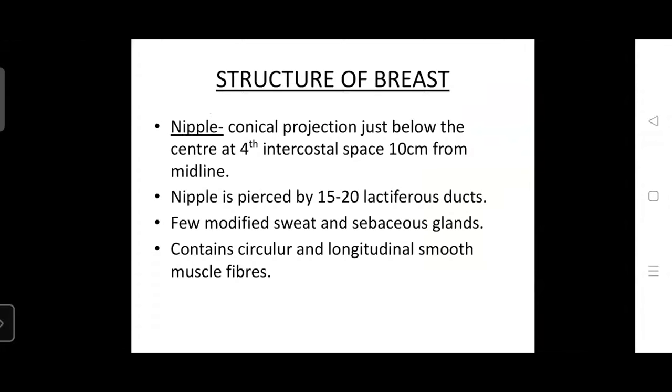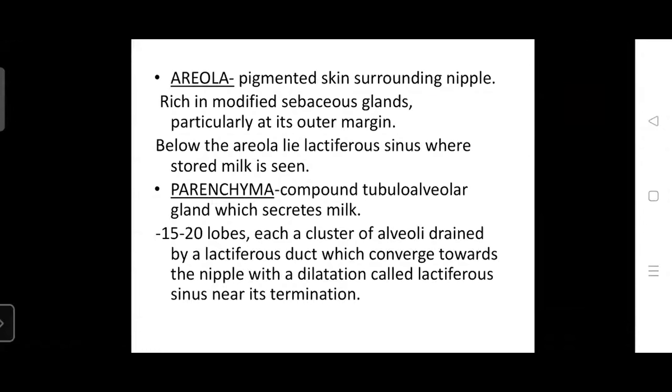Now coming to the structure of the breast. In the center of the breast is the nipple, which is a conical projection just below the center at the fourth intercostal space level, 10 centimeters from the midline. The nipple is pierced by 15 to 20 lactiferous ducts. Few modified sweat and sebaceous glands are present, and the nipple also contains circular and longitudinal smooth muscles, which make it flattened or erect accordingly. The areola is the pigmented skin surrounding the nipple, which is rich in modified sebaceous glands, particularly at its outer margins. These sebaceous glands in the outer margin become enlarged during pregnancy and are known as Montgomery's tubercles. Below the areola lie the lactiferous ducts where stored milk is seen.